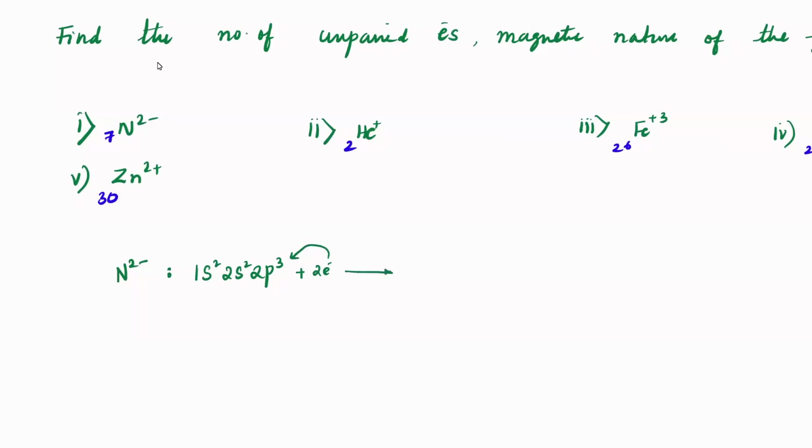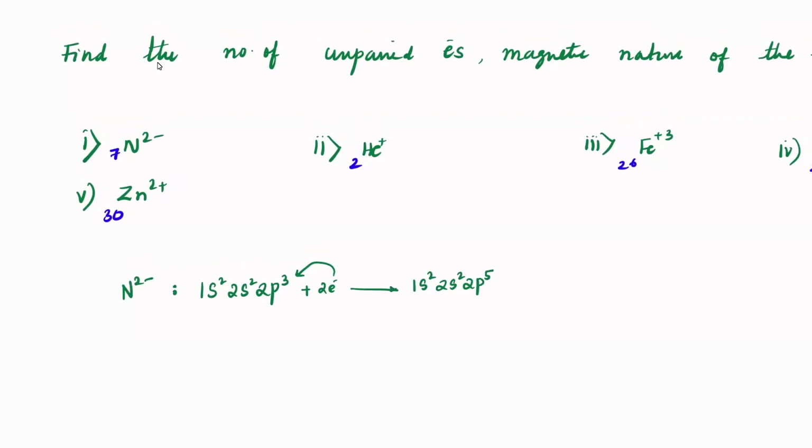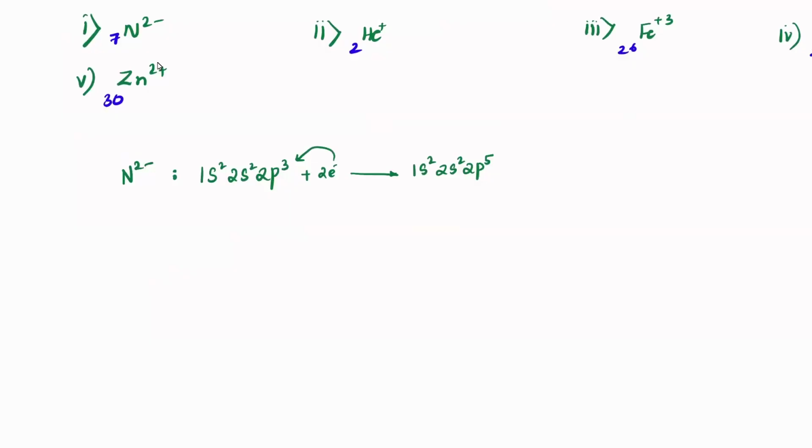So if you add another 2 electrons, electrons are always added to the outermost orbit. So the outermost orbit is 2p, so it will become 2p5. The 2 minus always signifies there are more electrons than protons. So this will be the new configuration for N2 minus.